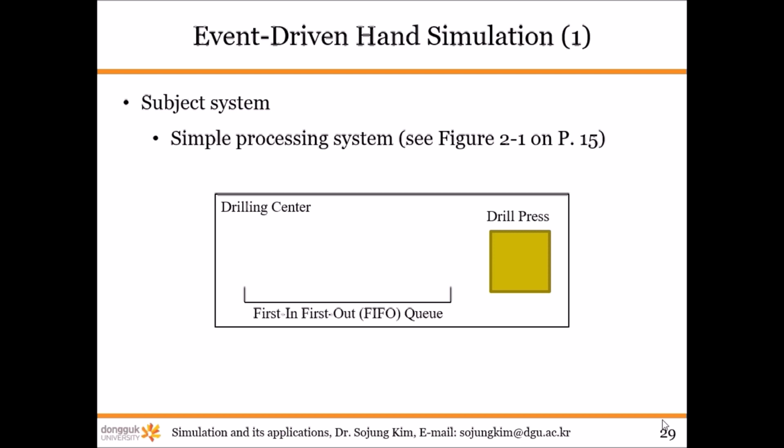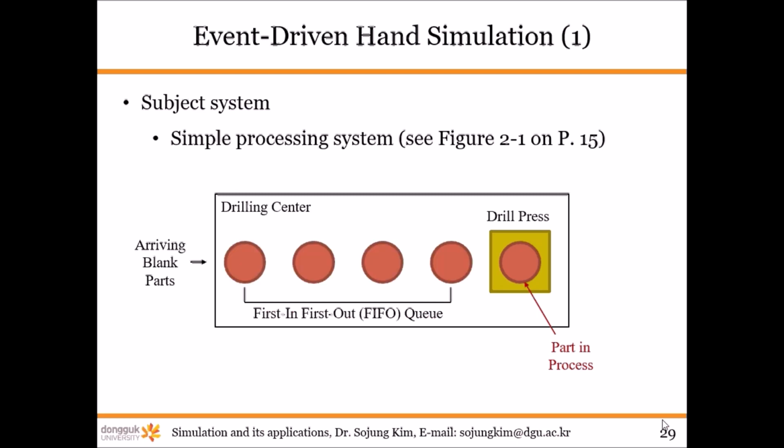Okay, so let's look at this simple process system again: a drilling center with one drill press, and we have a arriving blank part process. Once a part enters the system and the drilling center, it will be processed by the drill press. Other parts have to wait in the queue, as you know, right? And then there will be a departure event as well once the part is serviced or processed.